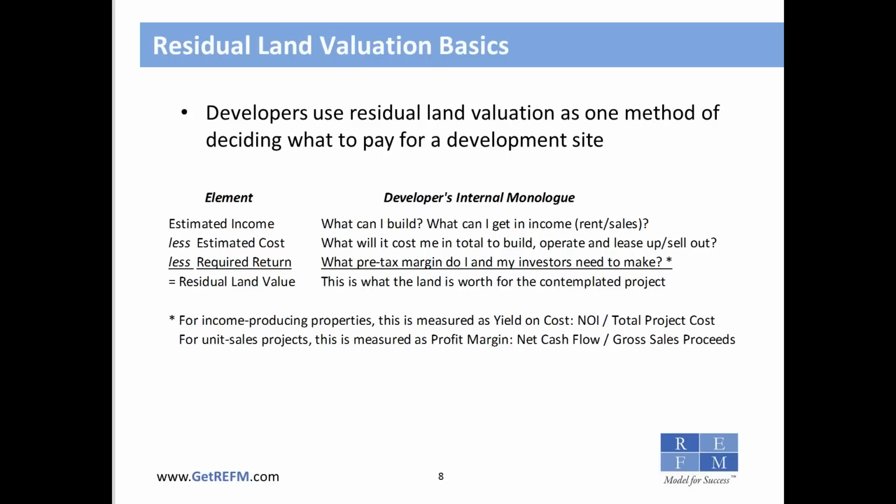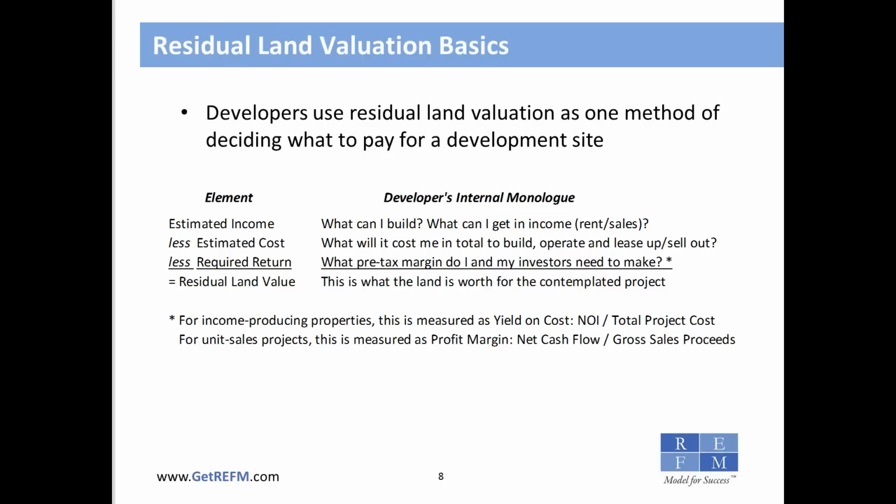As we say below in the asterisk, for income-producing properties such as an office building, the margin we're talking about is typically measured as yield on cost, which is our NOI, or net operating income, divided by the total project cost. And for unit sales projects such as a condominium development, it's typically measured as a profit margin, which is our net cash flow divided by the gross sale proceeds.